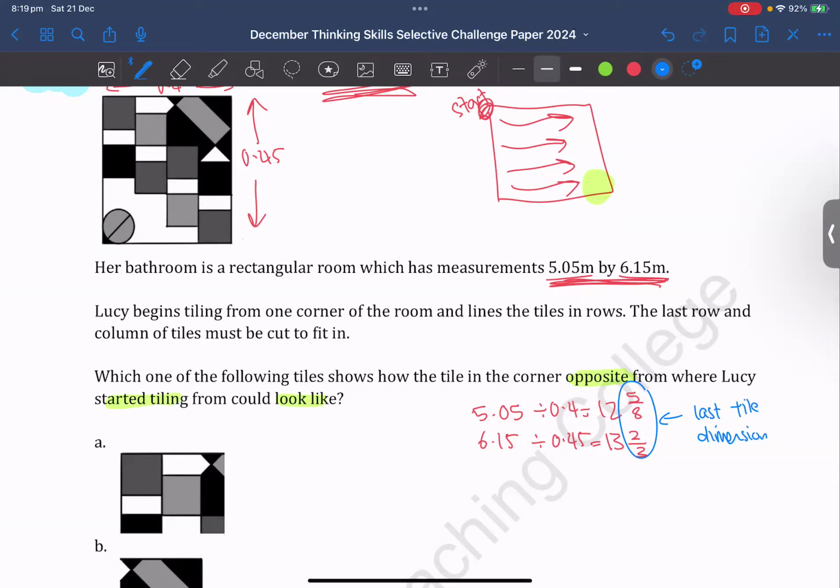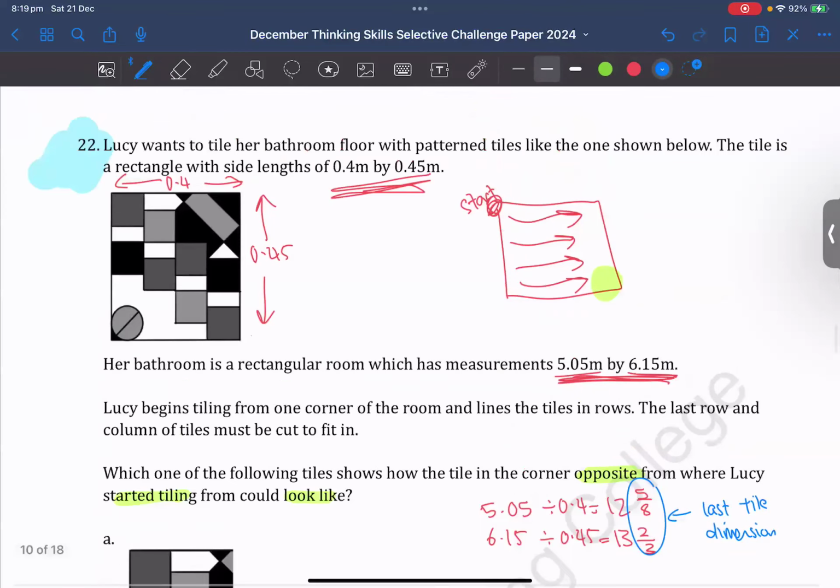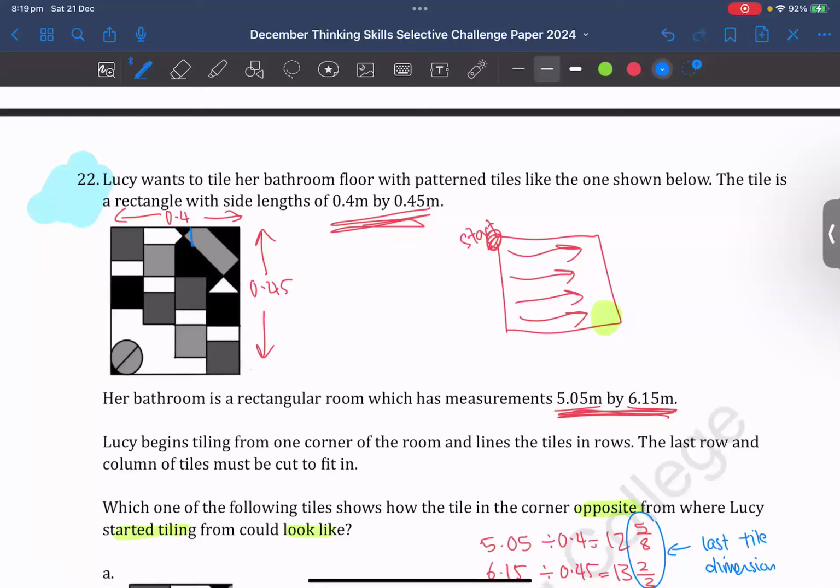Okay, so we want to find what that looks like. So we want 5/8 of that first side, here. Now, the reason why we use fractions is just to see the proportions. It's easier for me to go 2/3 of the full tile rather than go 0.3, because then I might make a careless mistake and think that it should be like 3/10. So I try to use fractions in questions like this.